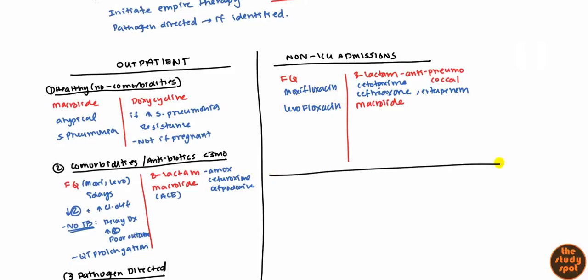So again, non-ICU admissions, just to make it easy to remember, is the same as the comorbidities. Okay, except actually, sorry, there is one difference. In the beta-lactam, you're kind of using the penicillins, but here you're going to be using cephalosporins, more the third generation here. So that's something to keep in mind.